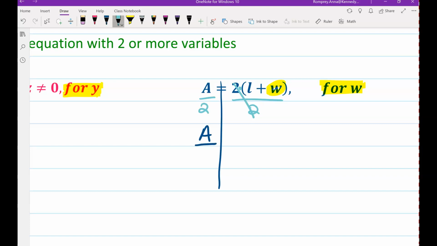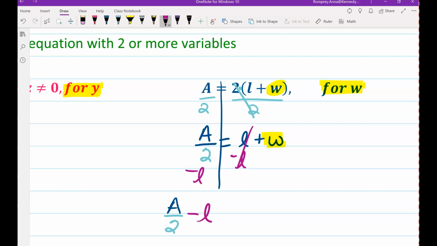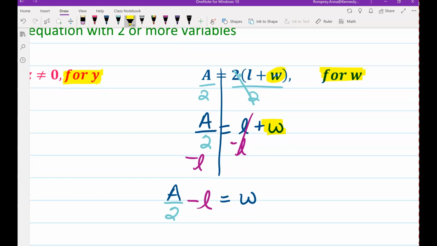So A divided by 2 equals L plus W. All right. We're almost there. We already got rid of the 2. Now we just need to get rid of the L. So L plus W. So what is the opposite of a positive L? A negative L. So that cancels that out. So I'm going to subtract L from this side. So A divided by 2 minus L. Can I subtract those? Are they like terms? Nope. So we just go ahead and write them. A divided by 2 minus L equals W.